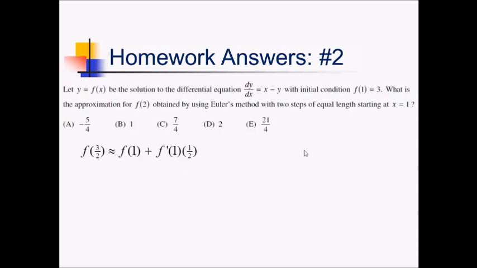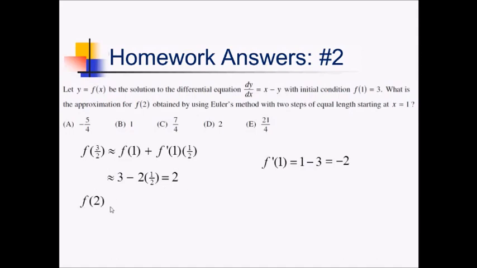f of 1, they told us was exactly 3. f prime of 1, when I plug in an x value of 1 into my differential equation, I have to plug in this y value of 3 at the same time. So I've got 1 minus 3 for f prime of 1. So that's going to be -2. So we have 3 minus 2 times 1/2. This is 3 minus 1, which is 2.